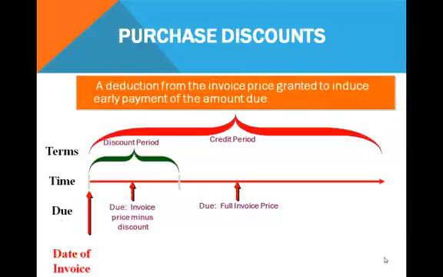Purchase discounts, remember we mentioned trade discounts a moment ago. Purchase discounts are provided to customers as an incentive for them to pay early. The credit period is the normal period of time the company allows for customers to extend their accounts receivable, typically 30 days or 60 days. The discount period is a much shorter period of time, typically 10 or 15 days. If payment is received during the discount period, a discount may be taken. If payment is made after the discount period expires, then the full payment is due on or before the end of the credit period.